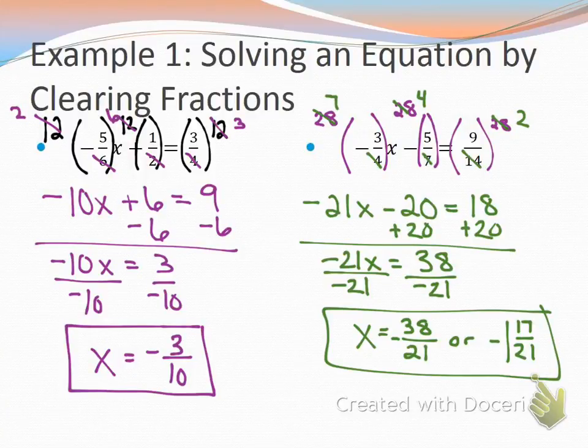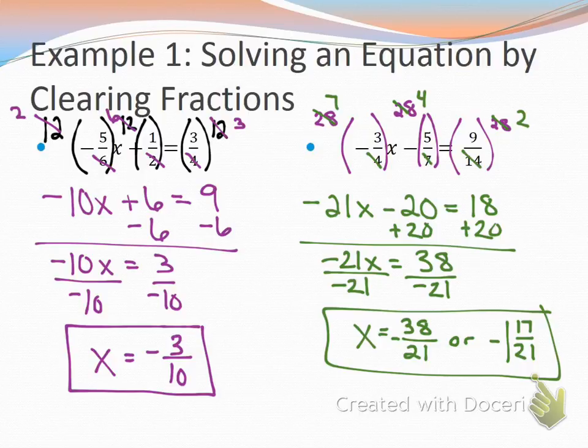So our LCD was 28. We cross-reduced to rewrite our equation. And then we solved it like a regular two-step equation. We added 20 to both sides, then divided by negative 21 here to get our answer. And remember, I do prefer your answer to be written as a mixed number. All right, moving on to example 2.